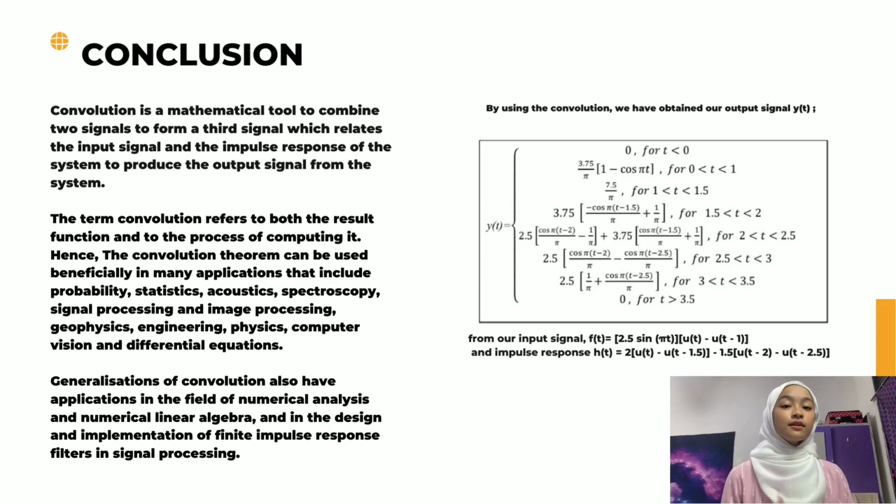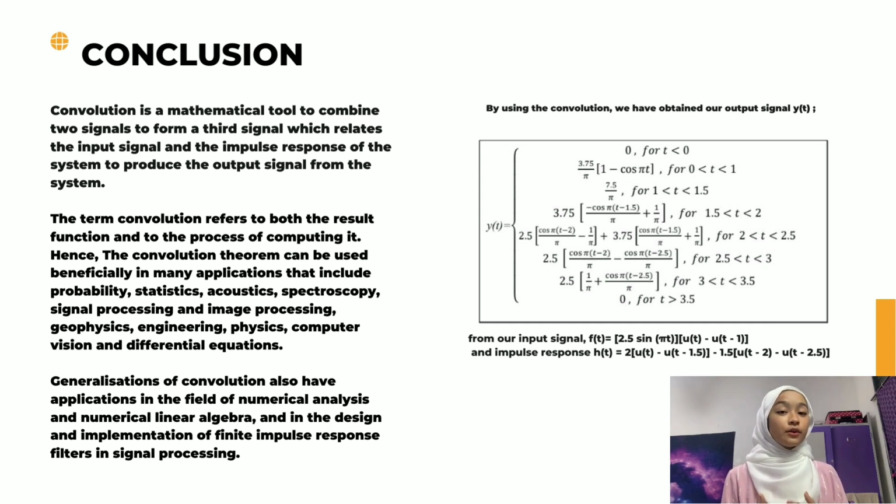In conclusion, convolution is a mathematical tool to combine two signals to form a third signal which relates the input signal and the impulse response of the system to produce the output signal from the system. The term convolution refers to both the result function and to the process of computing it. As we can see in the slide, by using the convolution, we have obtained our output signal y(t) from our input signal f(t) and the impulse response h(t).